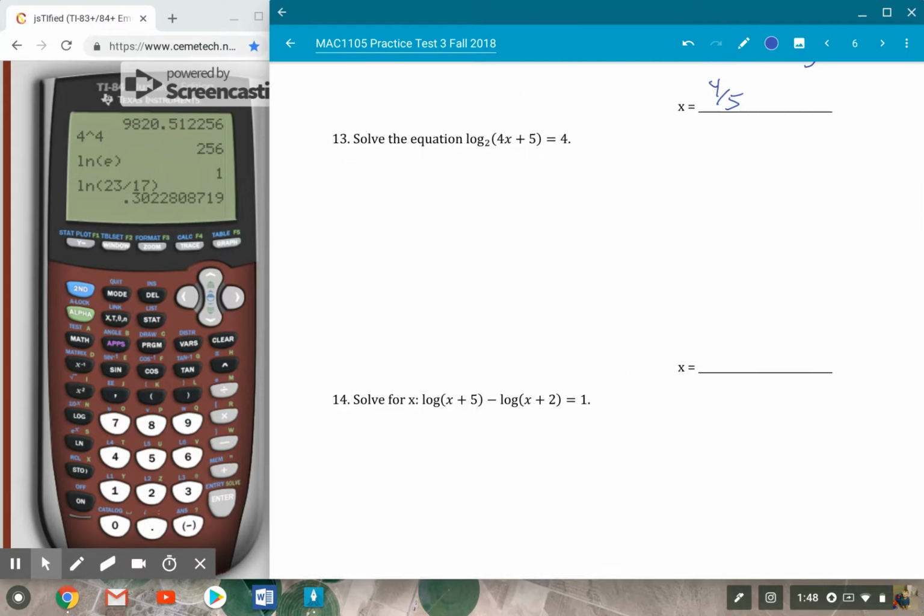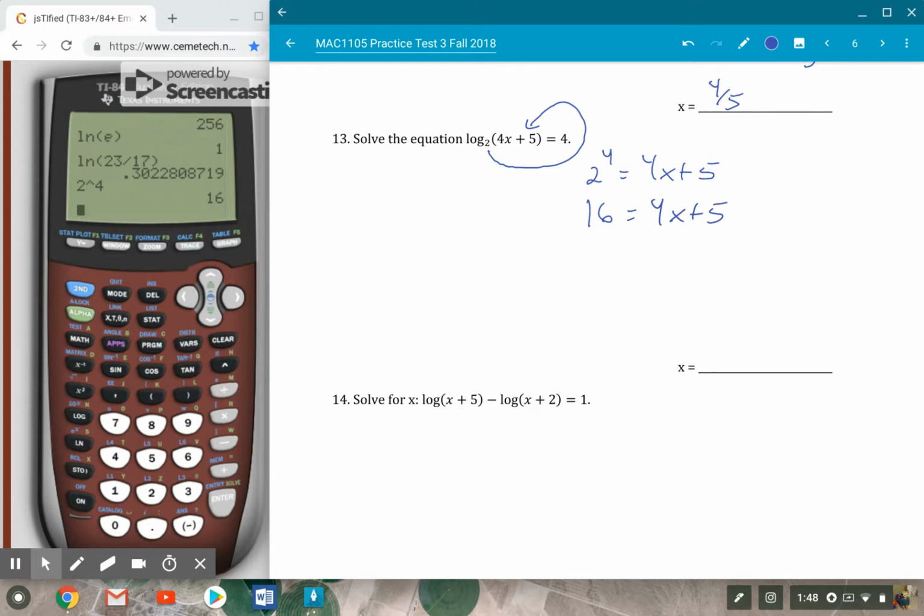On number 13, solving a log equation, I can use that log loop around. This is the same as 2 to the 4th equals this 4x plus 5. So 2 to the 4th, be careful, it's not 8 if you check it on your calculator. 2 to the 4th is 16. So you want to solve 16 equals 4x plus 5.